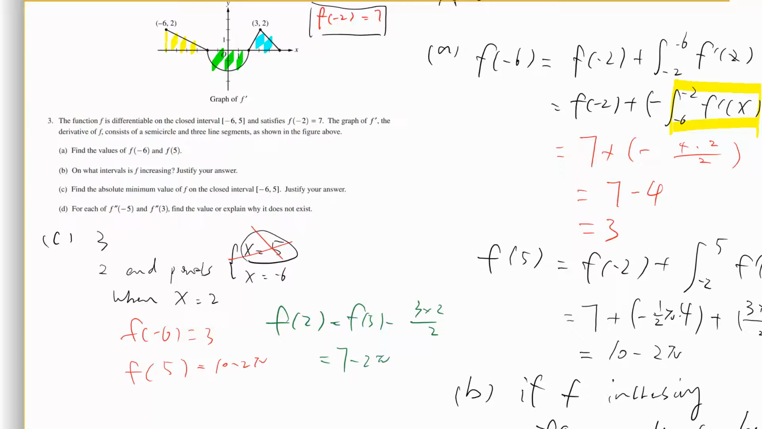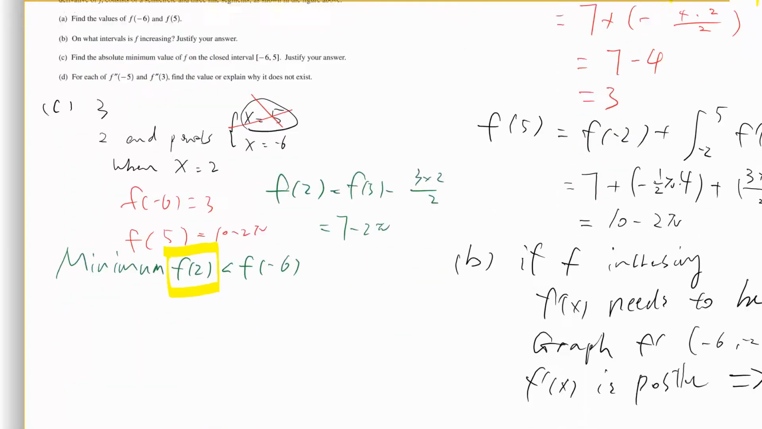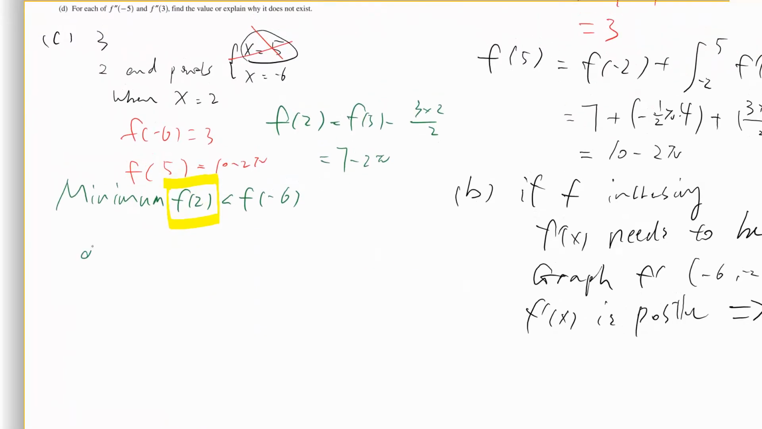So we can find that f of 2 is less than f of -6. Therefore, f of 2 is our minimum. Moving on to question D.